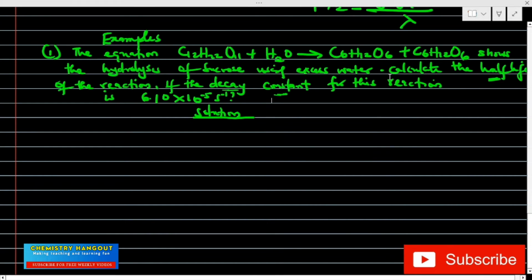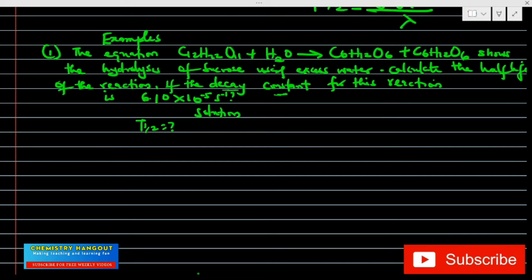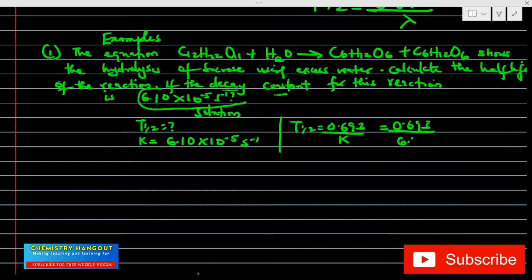So what do we do from here? They are giving us the decay constant. So our K or our lambda, any one you want to use, is correct: 6.10 times 10 raised to power minus 5 per second. Now, since we are asked to look for our half-life, we know that T half is equal to 0.693 over K or lambda. So we have 0.693 over our constant, 6.10 times 10 raised to power minus 5.